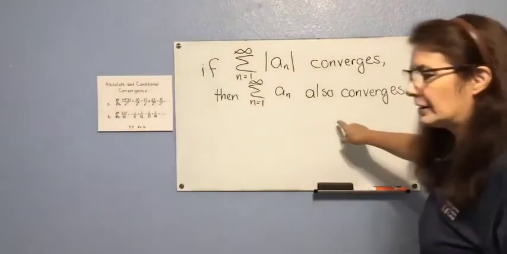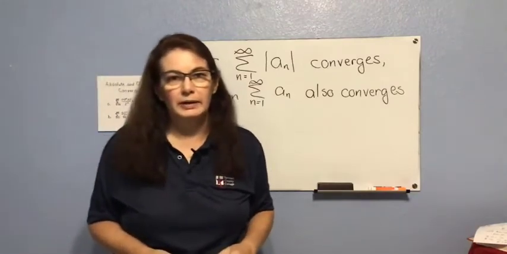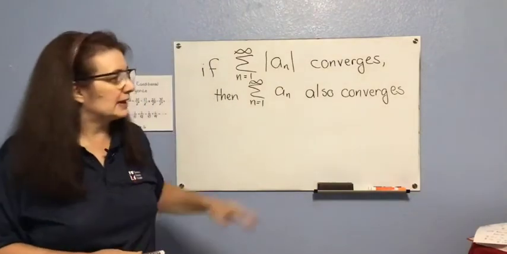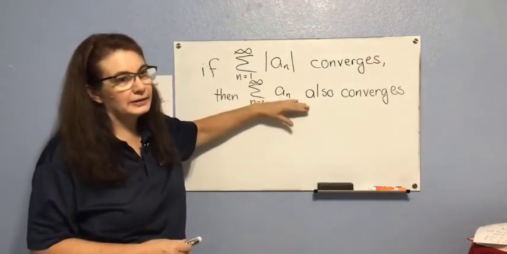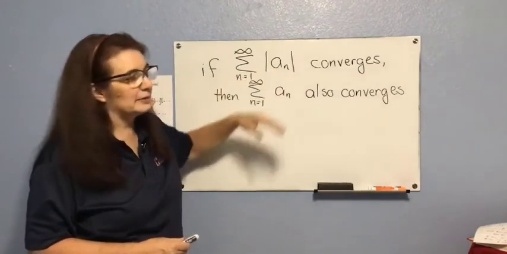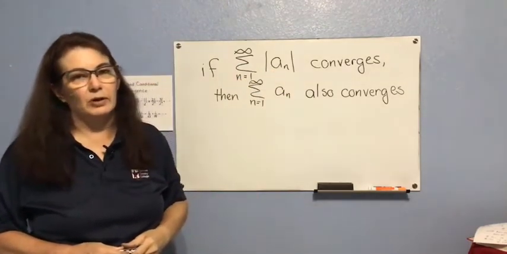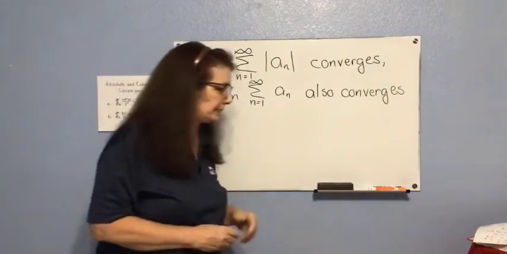Okay, and make sure that you get those two parts of this theorem in the correct order, because the converse is not true. We cannot say that just because the sum of a sub n converges, the sum of the absolute value of a sub n will also converge. It only works this way.